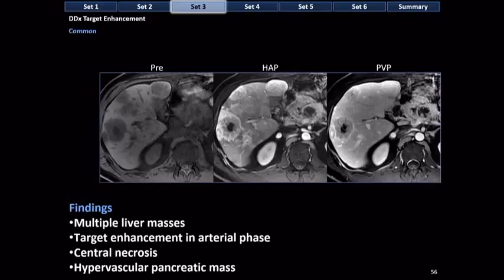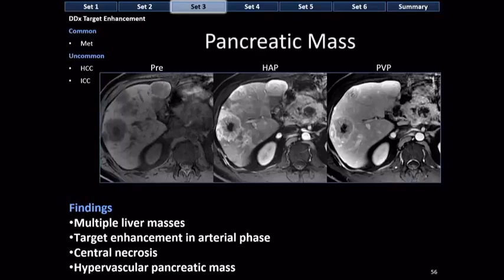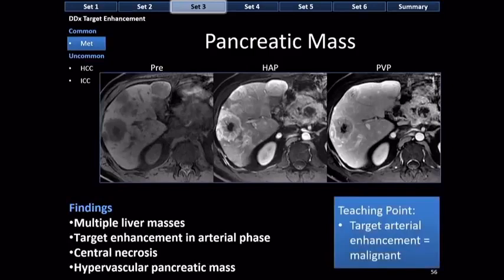So the most common cause of target enhancement is metastasis. An uncommon cause of target enhancement is HCC, or intrahepatic cholangiocarcinoma. That's it. That's your differential diagnosis for target enhancement. So just like mosaic enhancement is a very bad thing to have, target enhancement is a very bad thing to have. Those are your choices. You choose which one you'd rather have. So in this particular case, the presence of the pancreatic mass is what allows us to make the diagnosis of a metastasis. Teaching point: target enhancement is malignant.